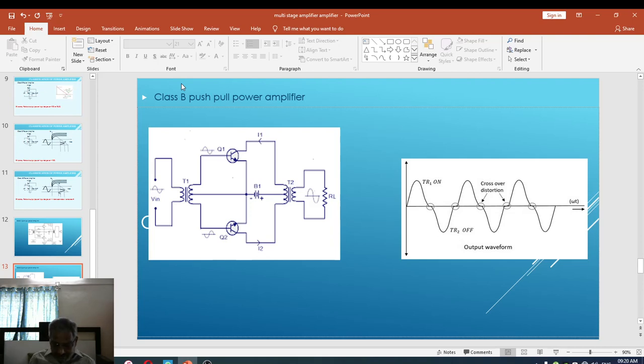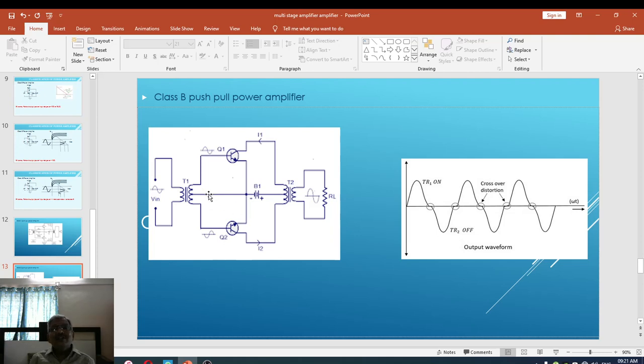If that type of adjustment is done in the Class A power amplifier, the resulting circuitry will be a Class B push-pull power amplifier. Friends, such a Class B push-pull power amplifier is represented here. What changes are done to get the Class B push-pull power amplifier from the Class A?